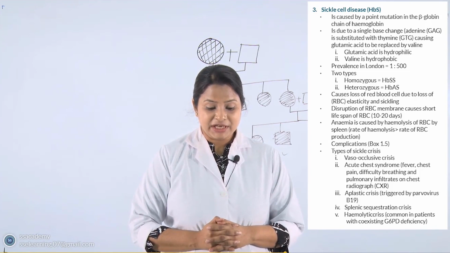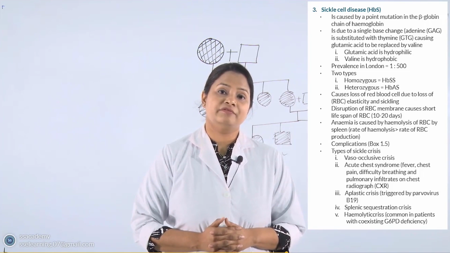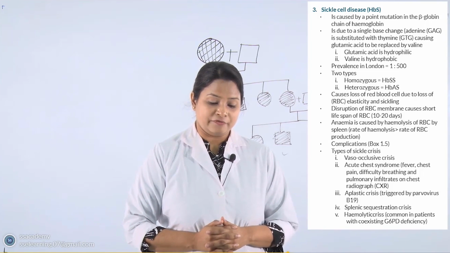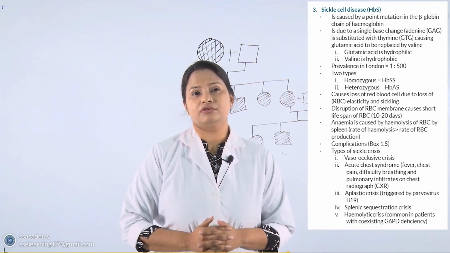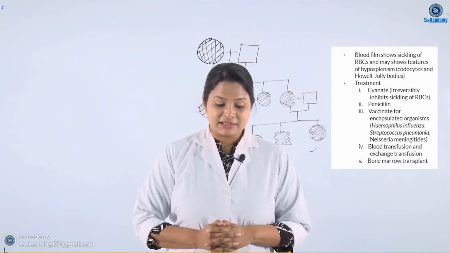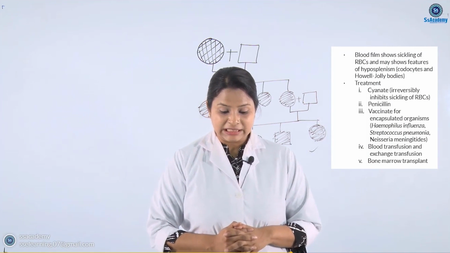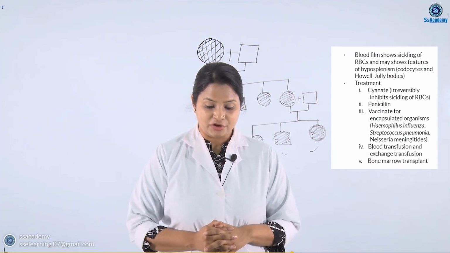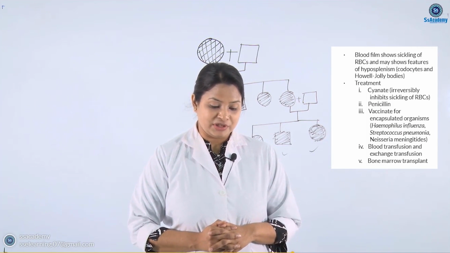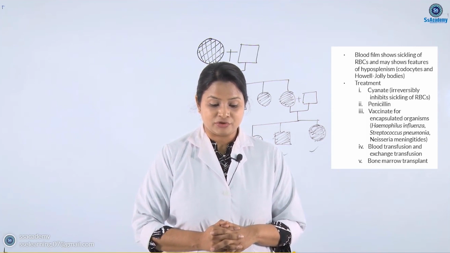Aplastic crisis is triggered by parvovirus B19. Circle it with a red pen and mark it 5-star. This is a very important question. This question came from MRCOG Part 1 in 2015, I guess. So aplastic crisis is triggered by parvovirus. Mark it. Blood film shows sickling of RBCs and may show features of hyposplenism, that is target cells and Howell-Jolly bodies. Treatment: hydroxyurea, penicillin, and vaccines for encapsulated organisms.